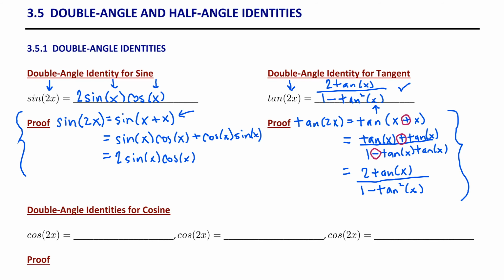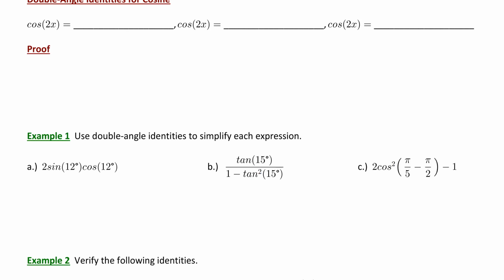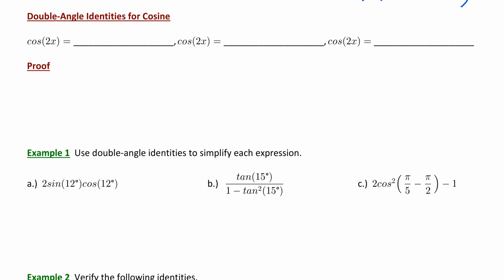Now for cosine, we have a lot of options. Bad news is we get 3 double angle identities for cosine. However, they are all related. The first useful formula for cosine of 2x is expressed as cosine squared of x minus sine squared of x.